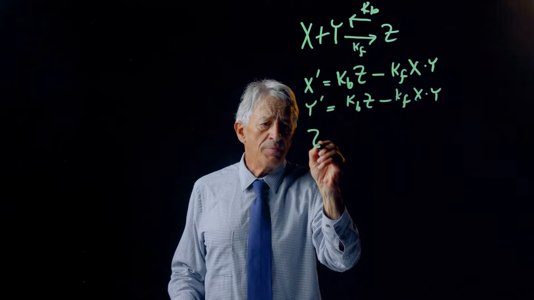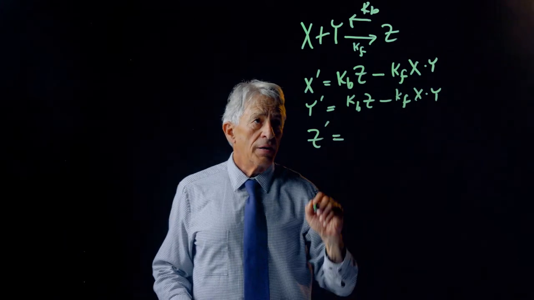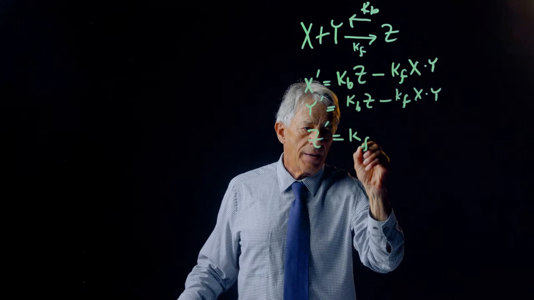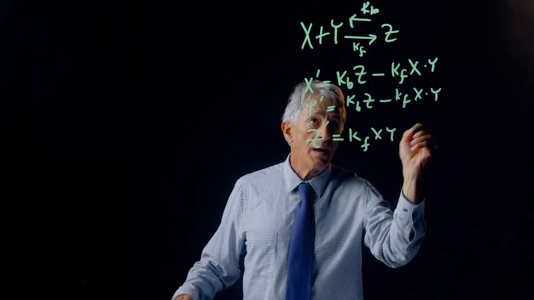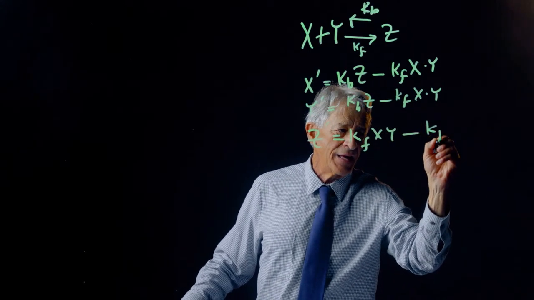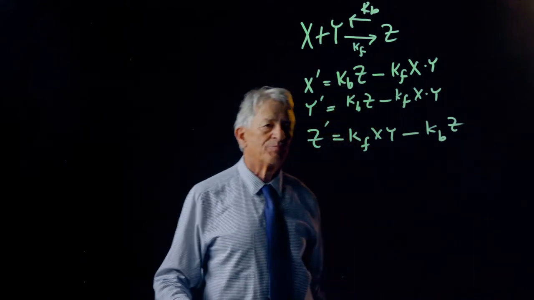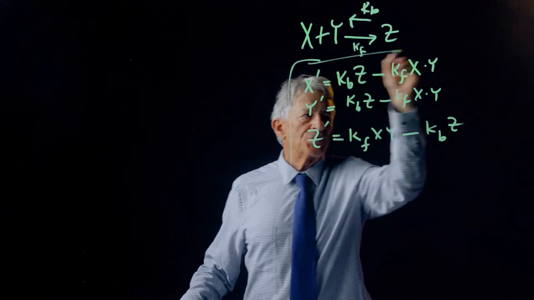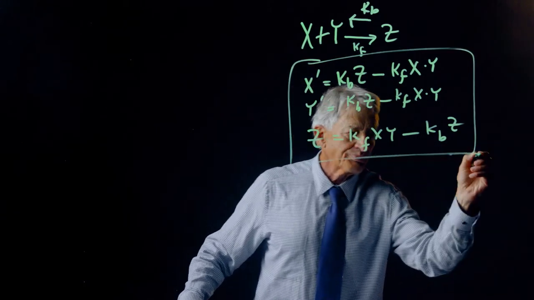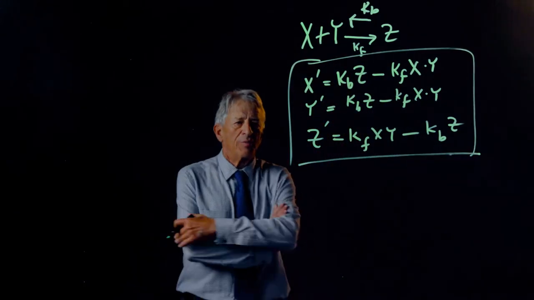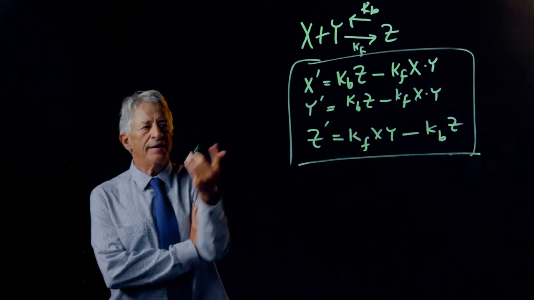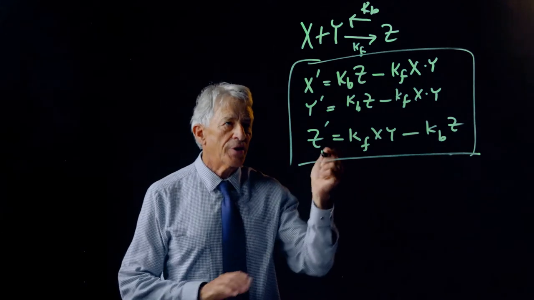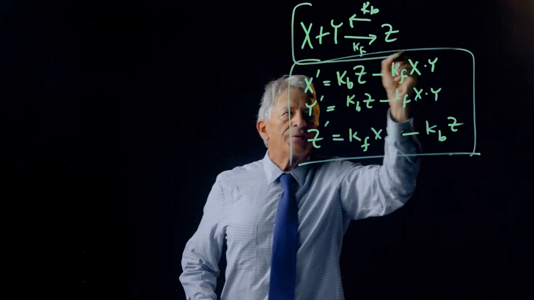And Z prime is now going to be plus KF XY minus KB Z. So here is a nice set of differential equations. And you might ask, well, how does this help in our understanding of the chemistry, of the chemical dynamics?